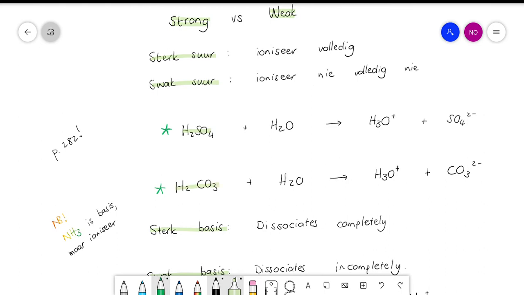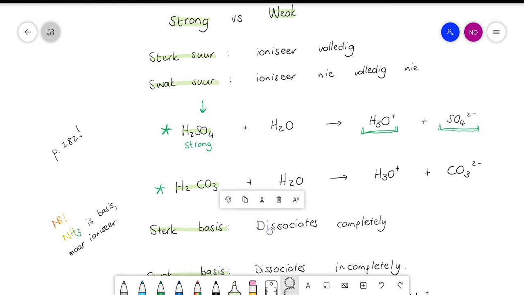But this one is a strong acid, meaning that all of the H2SO4 that I throw into this water. So as ek nou gaan H2SO4 in 'n koppie water gooi, dan gaan al die H2SO4 volledig ioniseer in dit in. In other words, you'll have no H2SO4 left in the beaker. All of it would have gone into the form of H3O+ and SO4 2-.